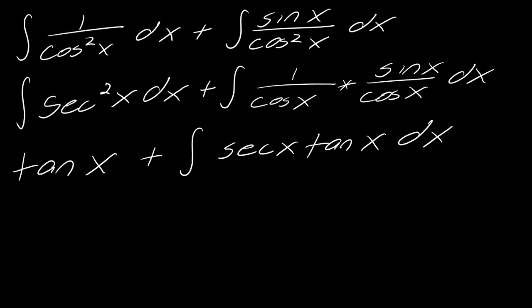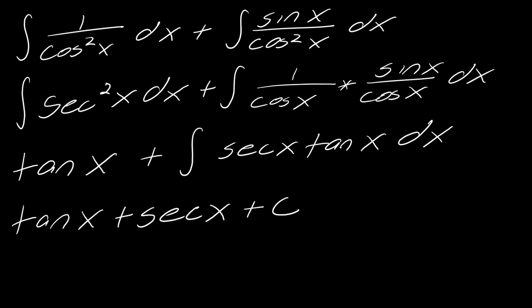So check that out. I just played around with this and didn't have to use substitution. Now you might be saying, could I have used substitution? You totally could have set u equal to cosine of x and solved this whole thing, and you would have eventually gotten the same result. This is just a slightly more efficient way to get there. So this becomes tangent x plus, and the antiderivative of secant tangent is secant. So there you go.